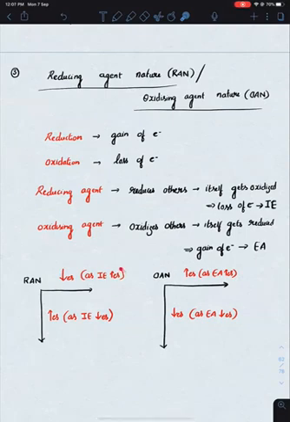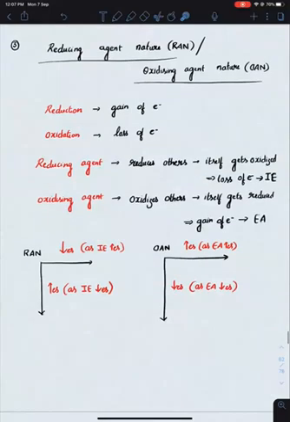Left to right, as ionization energy increases, reducing agent nature decreases. Top to bottom, as ionization energy decreases, reducing agent nature increases. Similarly, left to right, as electron affinity increases, oxidizing agent nature increases. If electron affinity decreases, oxidizing agent nature decreases. Okay, I hope this is clear, everyone.